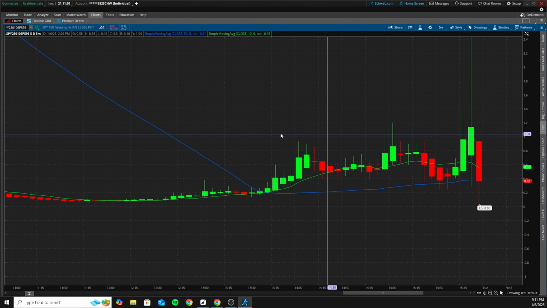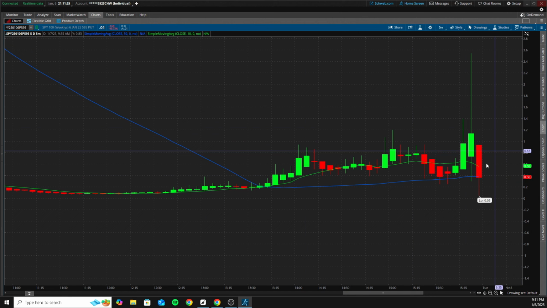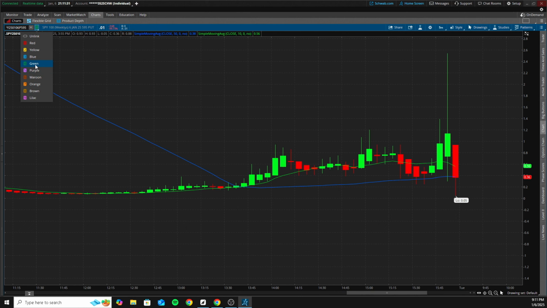So I stayed out of this. I didn't really want to bother taking a short while the market's still bullish and somewhat near that 30-minute 50. So I stayed out of that. I just took that 50 dip and called it a day. Red day for me. Obviously, for the people in the cord, most likely if you followed that trade, you were red. But it is what it is.